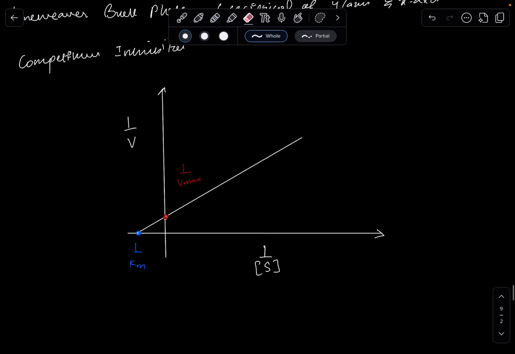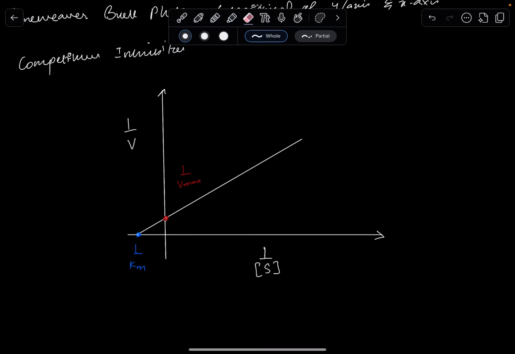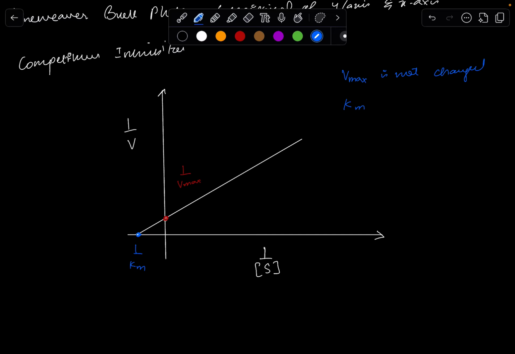So what will happen when I add a competitive inhibitor? What will I see? We know that with a competitive inhibitor, the Vmax is not changed, and I explained this in great detail earlier. But what happens to Km? Km increases, moves to the right. Now, if I draw that same thing on a Lineweaver Burk plot, what I will see is a line like this.